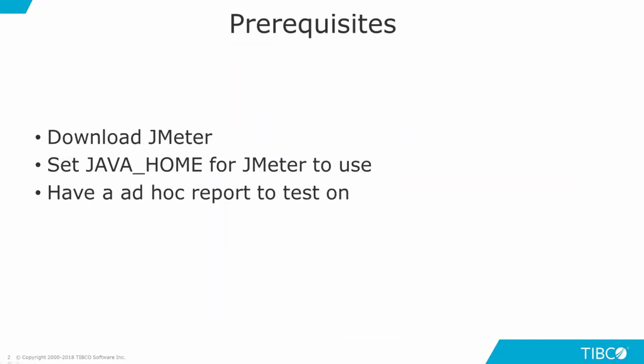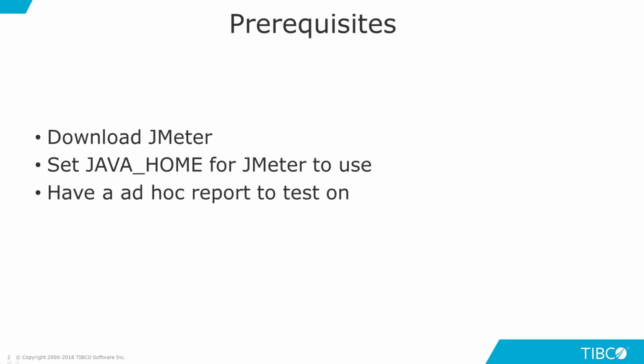So the things that you'll need for this test: you'll need to download JMeter. You'll also need to make sure you have a Java JDK installed on the environment that you're running the testing on, and you also have to set the Java home for JMeter to use. The last thing you'll need is an ad hoc report to test on.